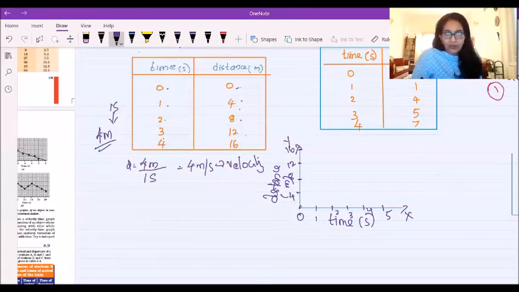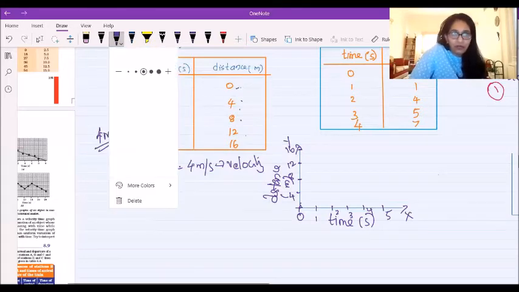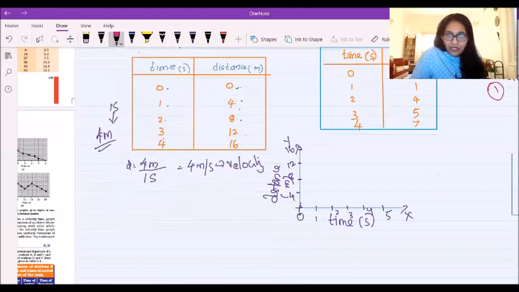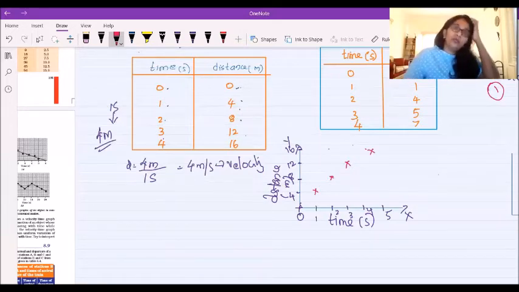Then for 0, I'm starting from here. I'll use a different color now. So I'm starting from here, and after 1 second here, after 2 seconds here, after 3 seconds, where is it? It will be somewhere over here. After 5 seconds, it is somewhere here. So I made the points.